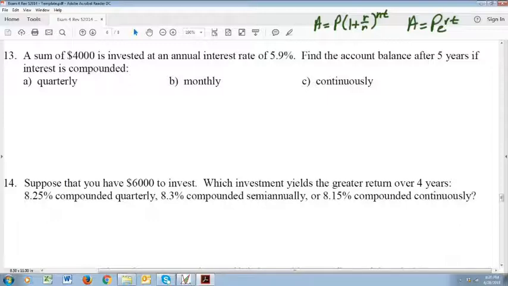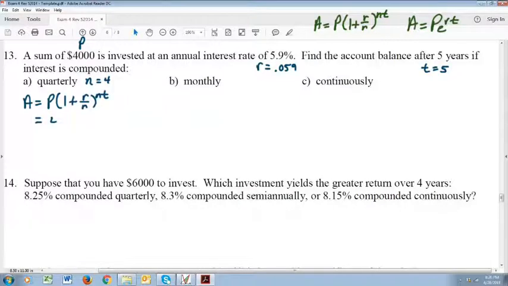So for quarterly, we're going to be using the first one here, but notice the 4,000, that's going to be our principal. The interest rate, we're going to write that as a decimal, 0.059. Our time is 5 years. And for A, it's compounded quarterly, which means 4 times a year the interest is applied to the account, and so n is 4.